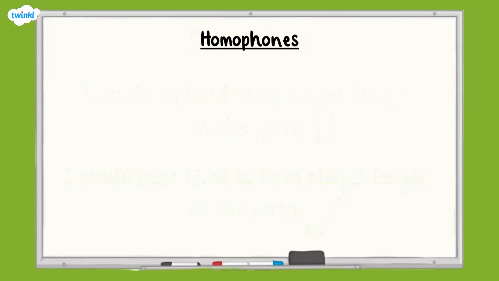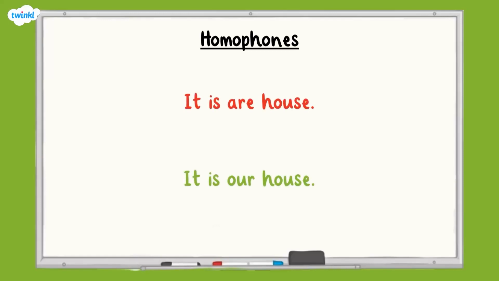Homophones, words that sound the same but are spelt differently and have different meanings, can sometimes be used incorrectly. For example, "it is are house" should be "it is our house". Think about the meaning and spelling of the word when you are writing homophones.